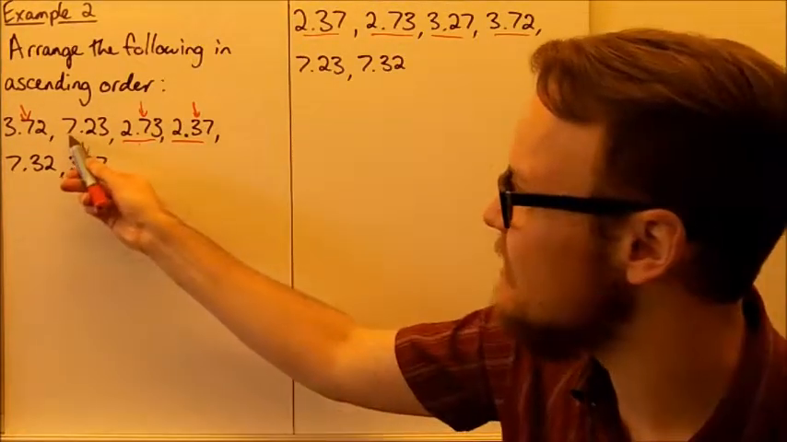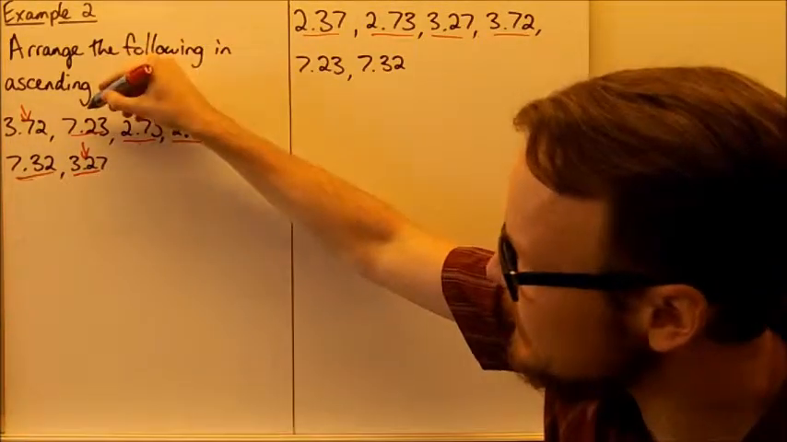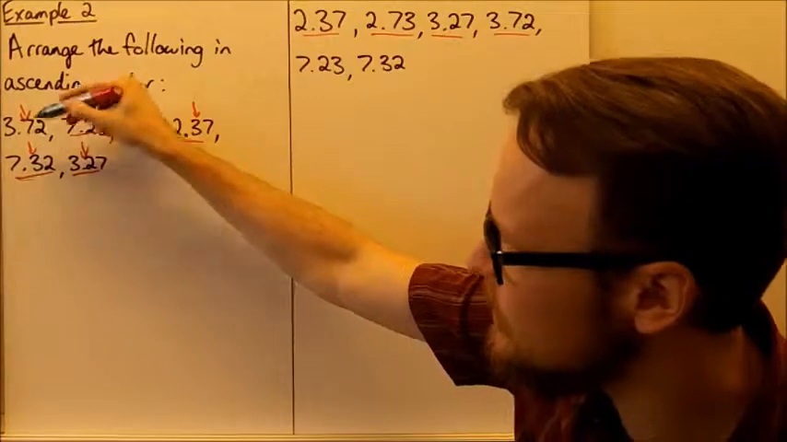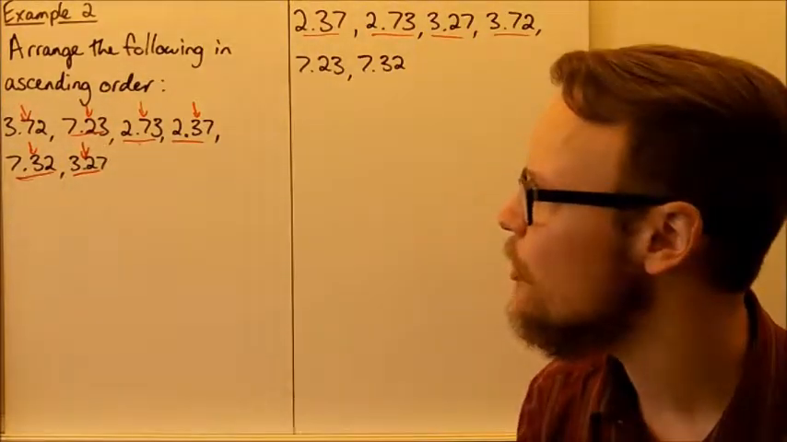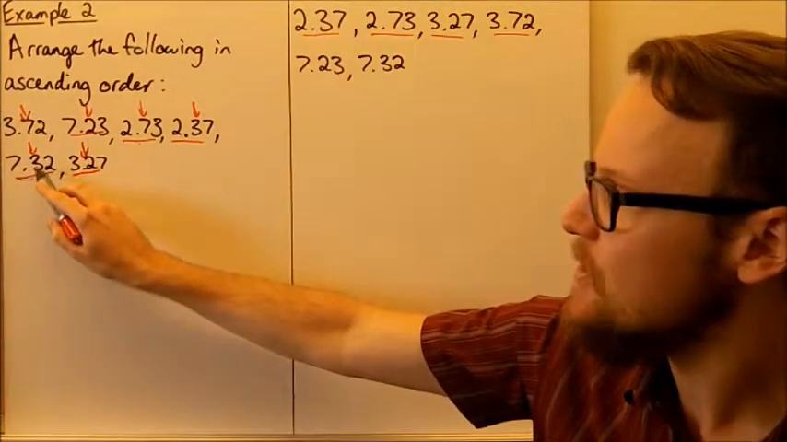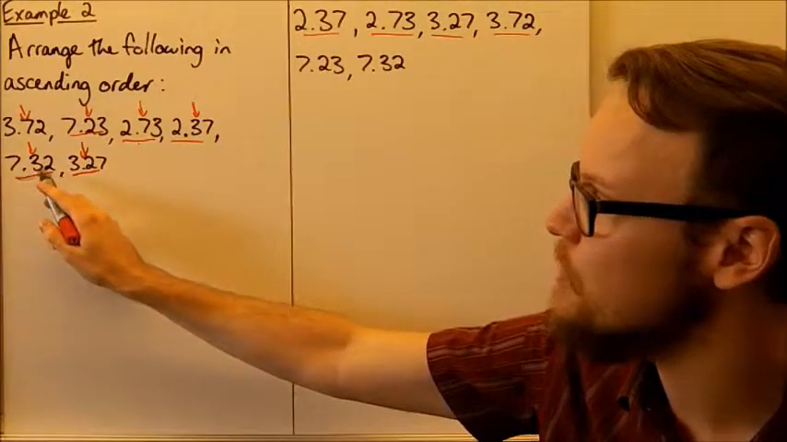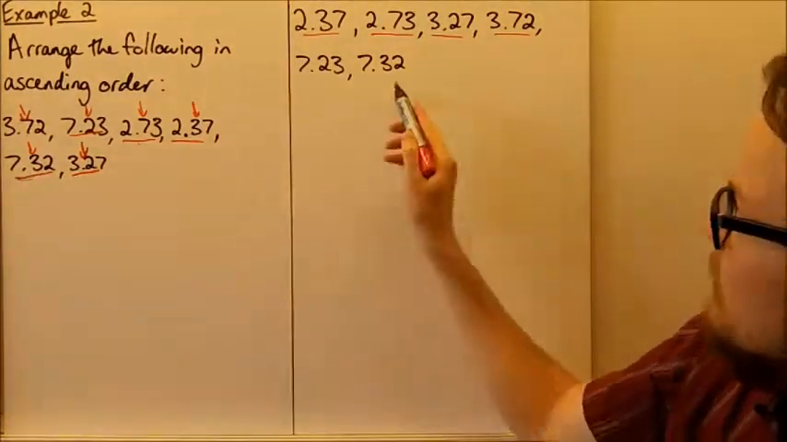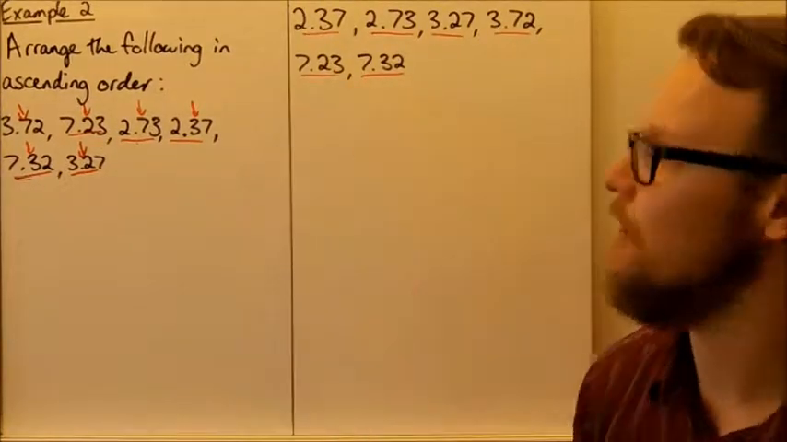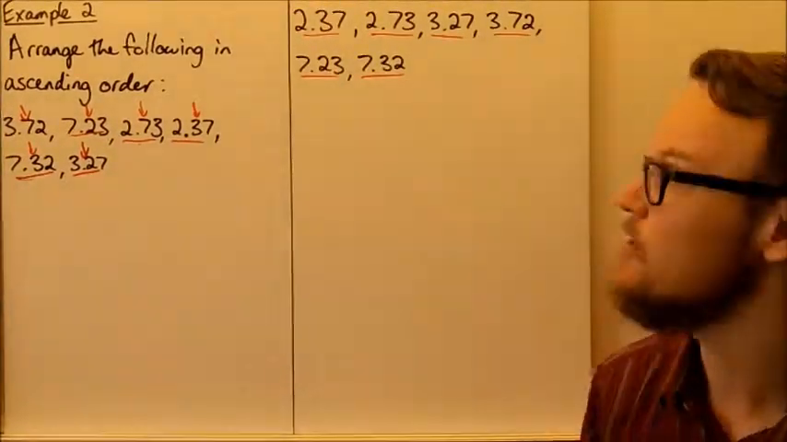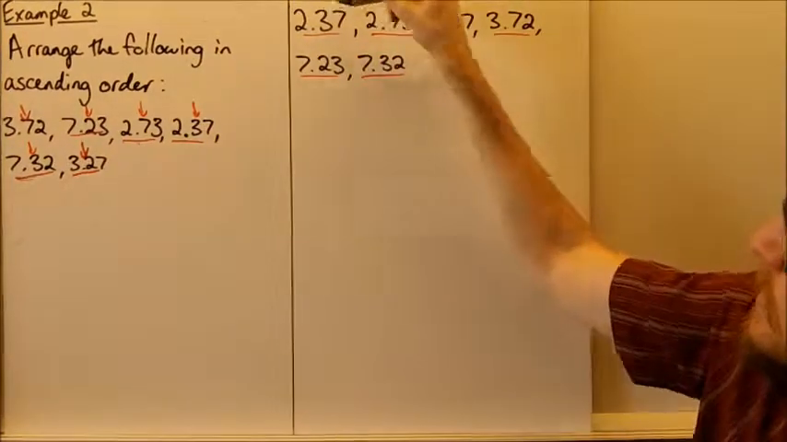Lastly, looking at 7.23 and 7.32, they're both the same in the ones column, so we look in the tenths column. 3 tenths is going to be larger than 2 tenths. So 7.32 is going to be the biggest number here, and 7.23 is going to be smaller than that one. So then all we need to do is write them in order here from smallest to largest.